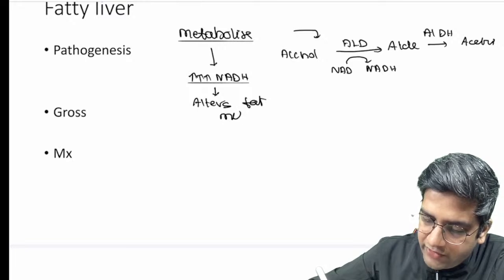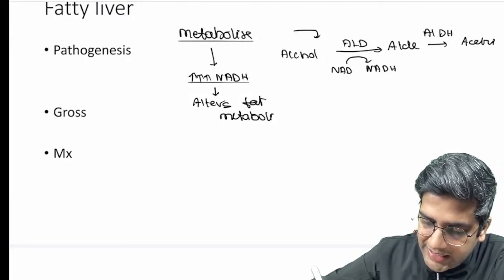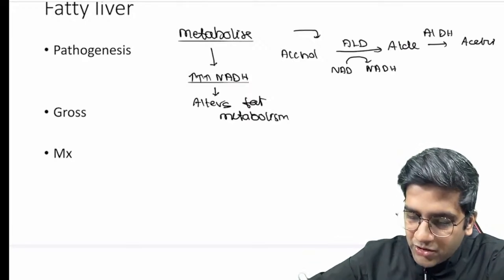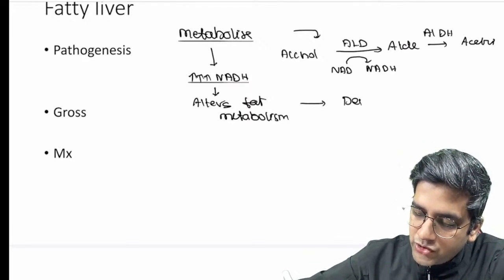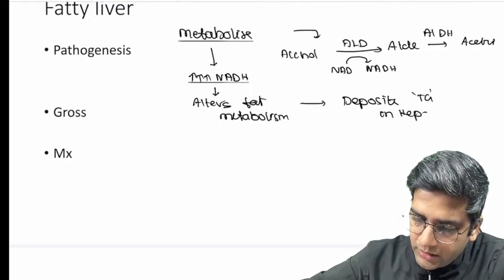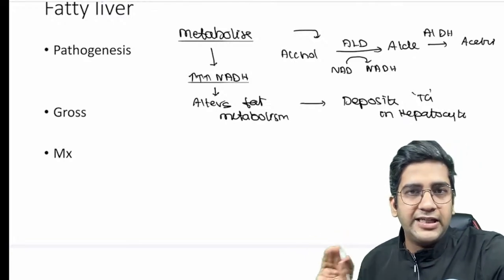If you're very confident about biochemistry, write what exactly it will alter. Or if you're like me, not very confident in biochemistry, say it alters the fat metabolism, resulting in deposition of triglycerides. It deposits excess triglycerides in hepatocytes. Okay, that's the primary pathogenesis of fatty liver in alcohol.